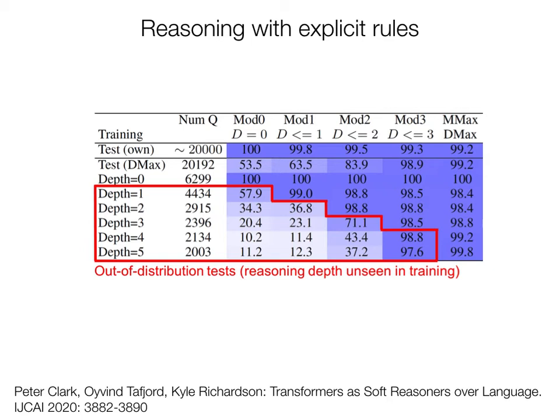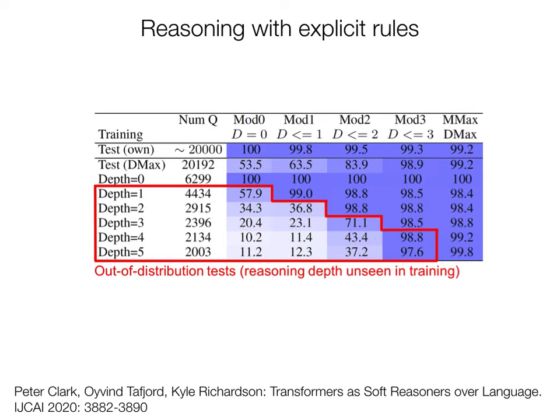And so what we can see here is how well the model generalizes. Unsurprisingly, if during training the model only ever had to look at the factual information, it doesn't really learn how to reason, so the performance is quite bad. If it has seen inference chains of length 1 during training, that's the column with the heading mod 1, again, it does not generalize much.